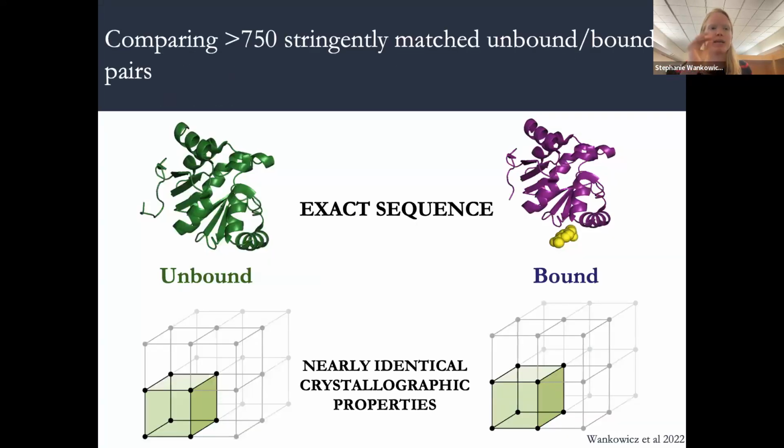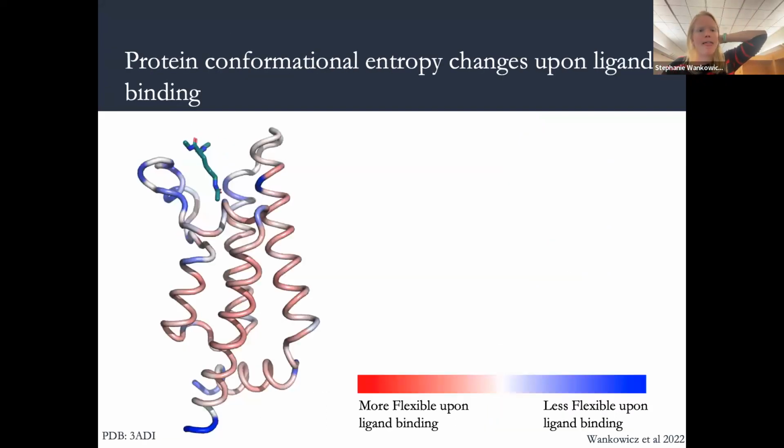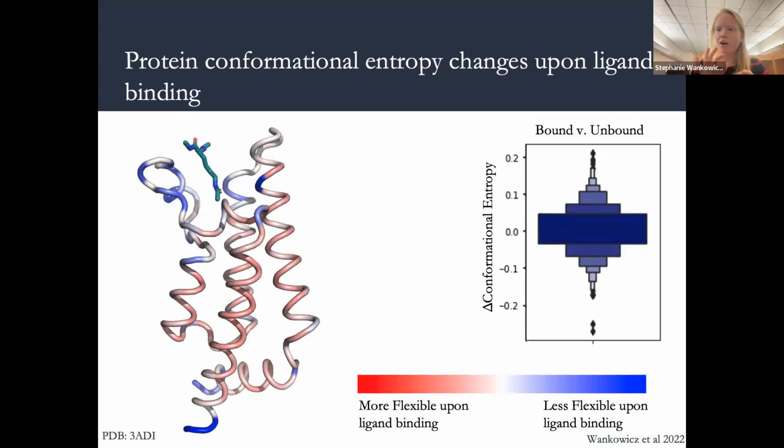And so what we did was we compared 750 stringently matched unbound and bound pairs of high resolution X-ray structures. They were required to have the exact sequence and nearly identical crystallographic properties, and we asked what the conformational entropy changes are on a residue by residue basis. We were able to look at this across all of our pairs of proteins. And what we observed is actually that conformational entropy on average doesn't change.